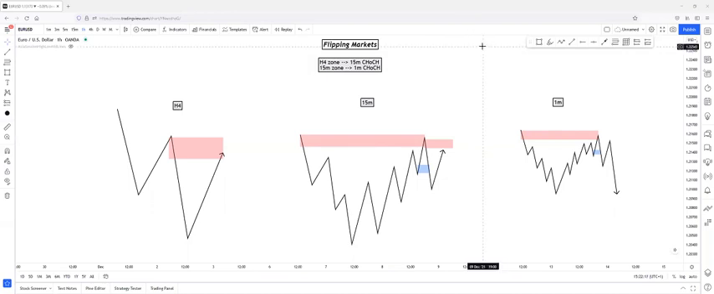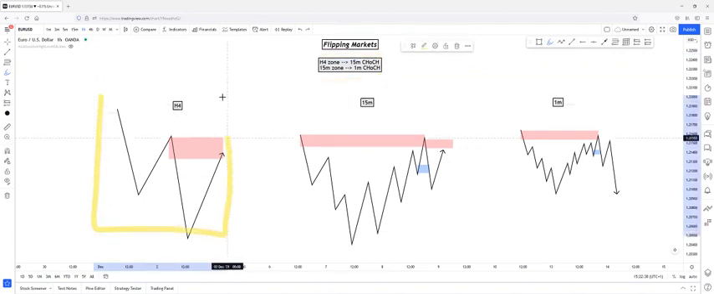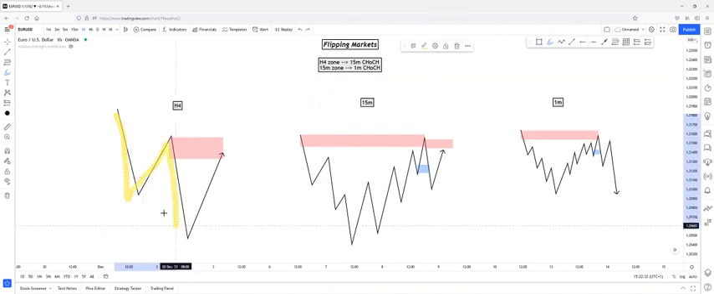Okay, let's see a complete example. We have a criteria for the zones here. If you see a 4-hour zone, you will have to wait for a 15-minute change of character inside of the 4-hour zone. As you can see, we have this 4-hour structure here, breaking structures to the downside, creating a series of lower lows and lower highs, and creating supply zones. Price created this 4-hour supply zone, and price just tapped into this zone.